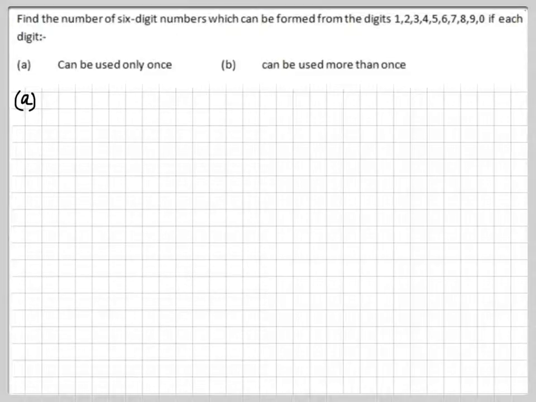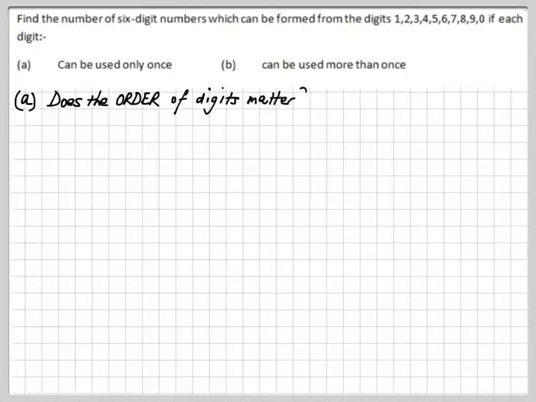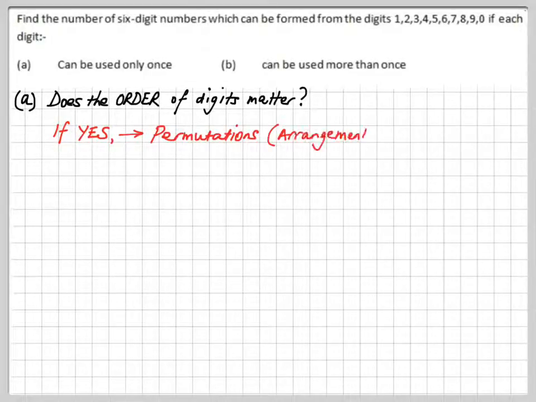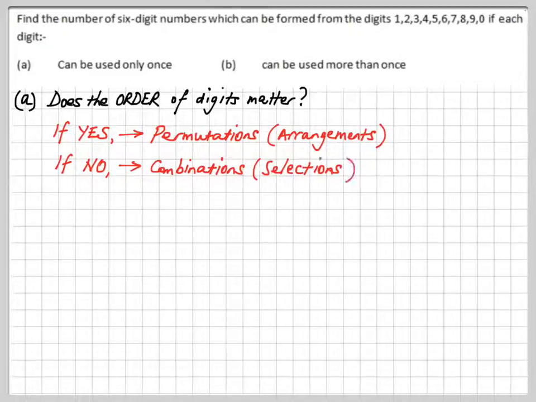Now, if they can be used only once, we call that sampling without replacement. Okay? The very first question to ask yourself is, does the order of the digits matter? Does it make a difference if we swap the order around? Does that make them into different little beasties? Well, yes, it does for numbers. So if the answer is yes, we have permutations, which are called arrangements as well. If the answer is no, then we have combinations, which are called selections. I use the terms permutations and combinations. In this case, it's a big yes, so we're going to use permutations.